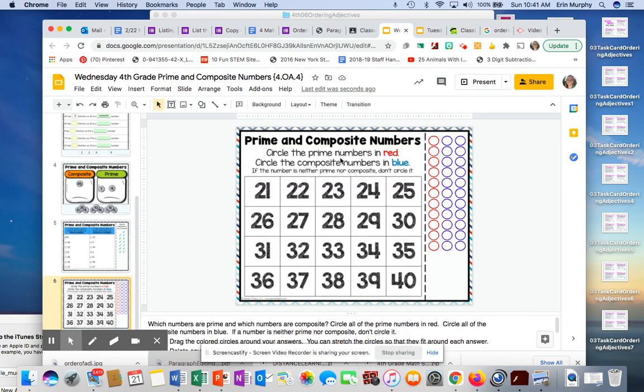Finally, circle the prime in red, circle composite in blue. All right, well, 21, I know that 1 times 21 equals 21, and 3 times 7. So there's 4 factors. So composite's blue. So I'm going to put blue right here. If it bugs you that that's a small little circle, you're welcome to make it bigger, but it doesn't matter to me. If you want to do all the prime numbers first and then the composite, that's fine. It's up to you. So that's your assignment for today.